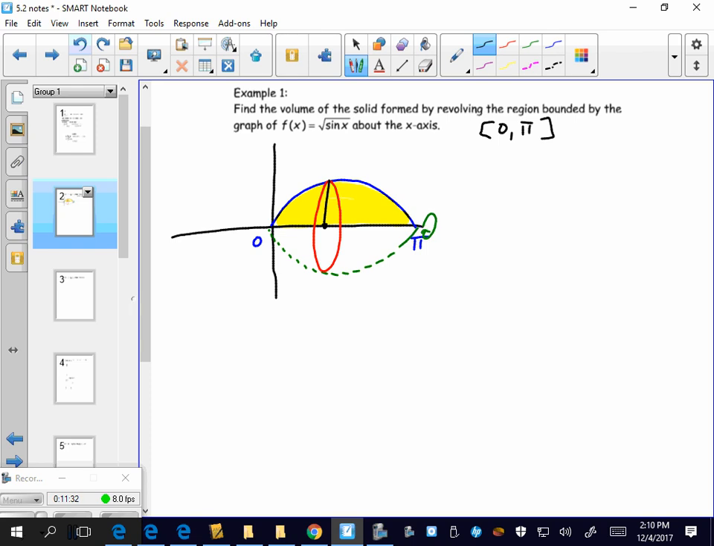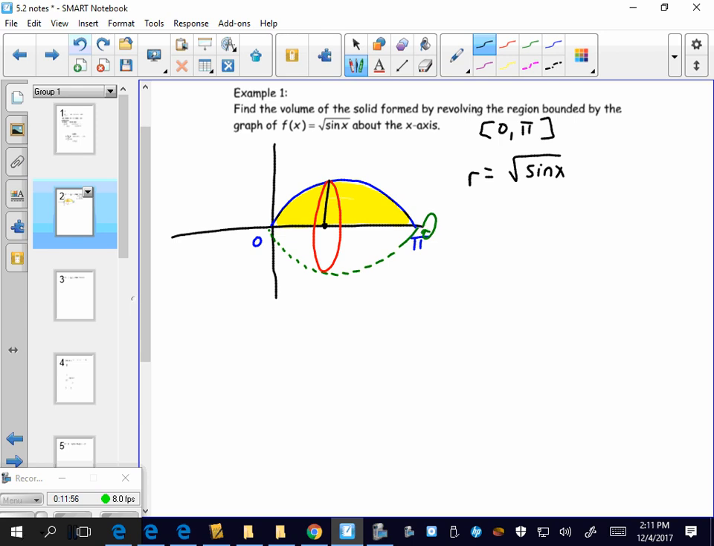It is the distance from the x-axis, or the axis of revolution, out to the function. That is the radius in this case. So the biggest thing is we need to know the radius, and the radius here is the square root of sine of x. That's the radius of every circle from 0 out to pi. And it's going to depend on the x value to know exactly what the radius is.